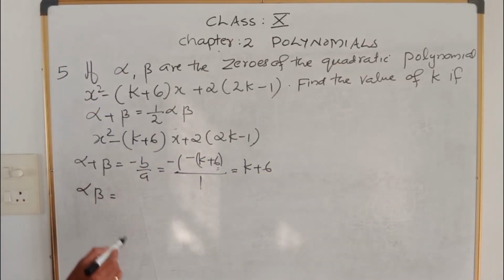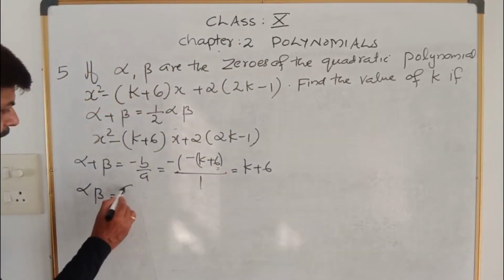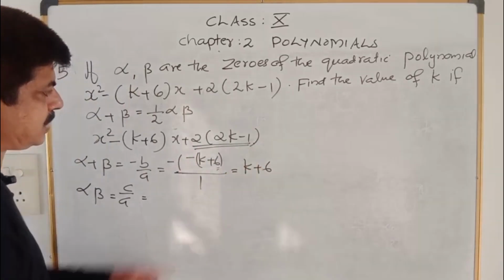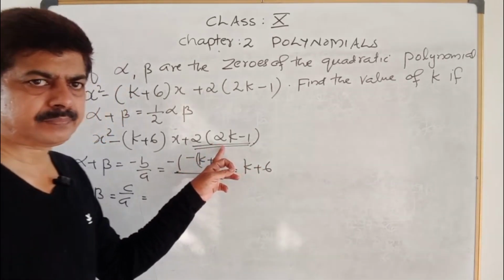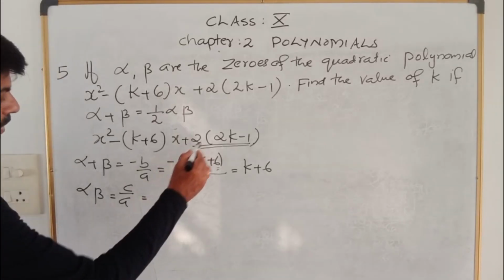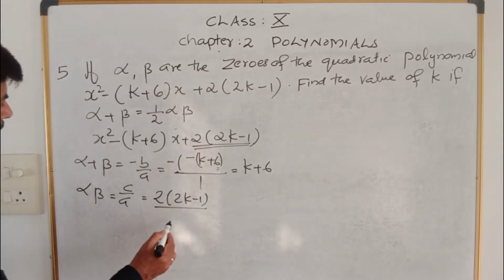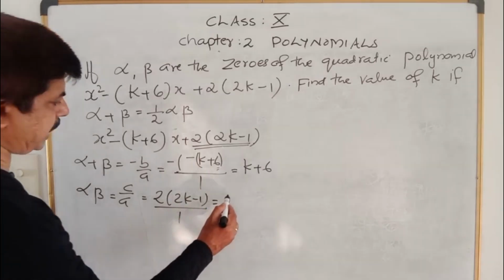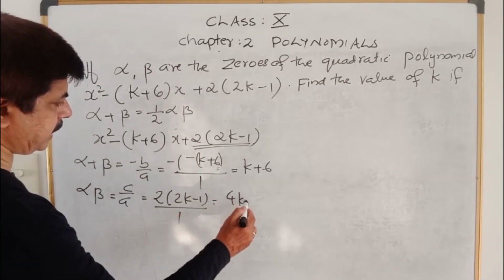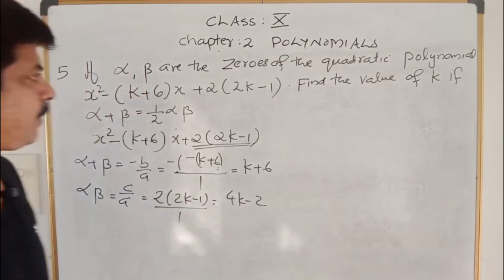How will you find the alpha beta value? We have to substitute in c by a. Normally c will be the constant term. There is no variable in it; x's are variables. So c is 2 into (2k minus 1) by a, which is 1 itself. We can open the bracket: 4k minus 2. These are the values of alpha plus beta and alpha beta.